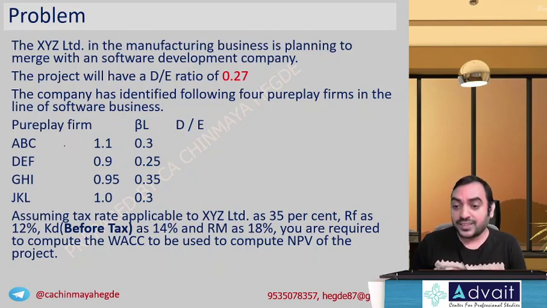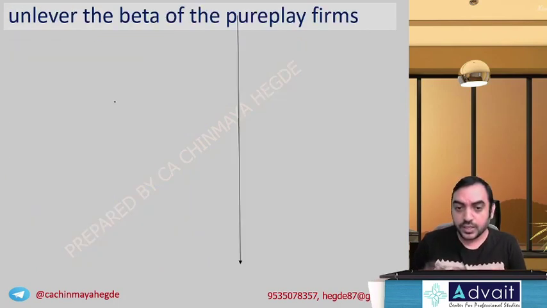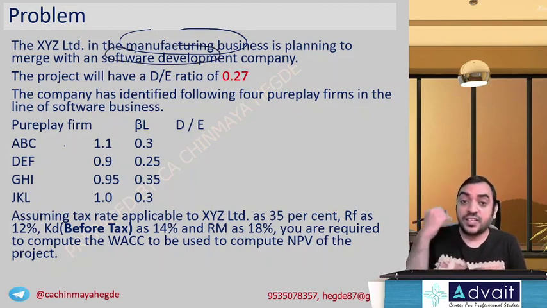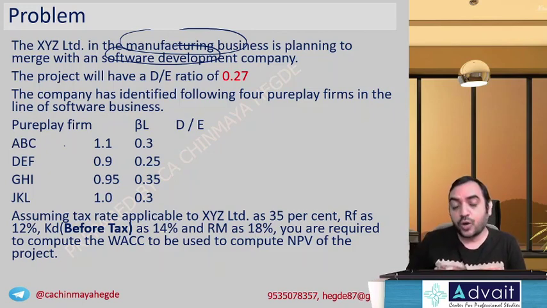So hope you remember the method we are going to discuss here. In the case of proxy beta, we are in the manufacturing business and we are entering into the software development business. We are entering into a new business. We don't have past data. So we will make use of the past data available for existing firms, the competitor entities.